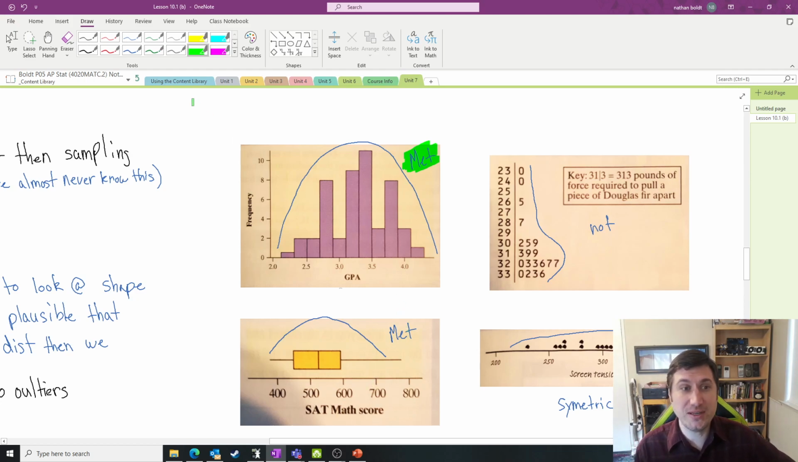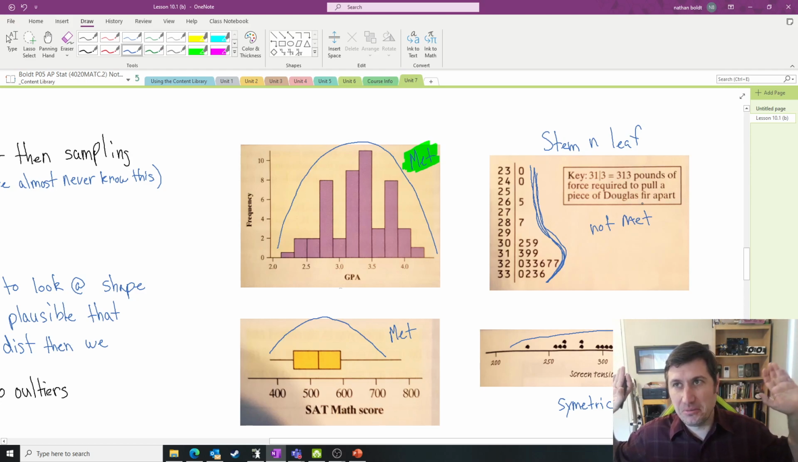It could come from a stem and leaf. Remember stem and leaves from way back in the day? It's been a while, hasn't it? Now, when you look at this one, though, do you see how we have a pretty heavy skew going on right here? That's a heavy skew. I don't think that came from a normal. Not met. I see a heavy skew. Can't go on. Done. Does not meet the conditions.